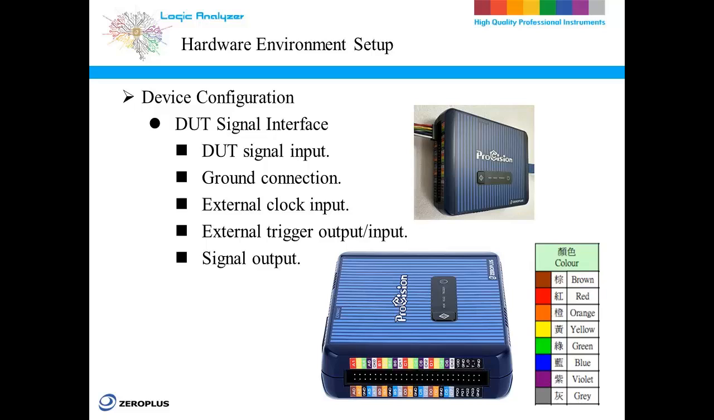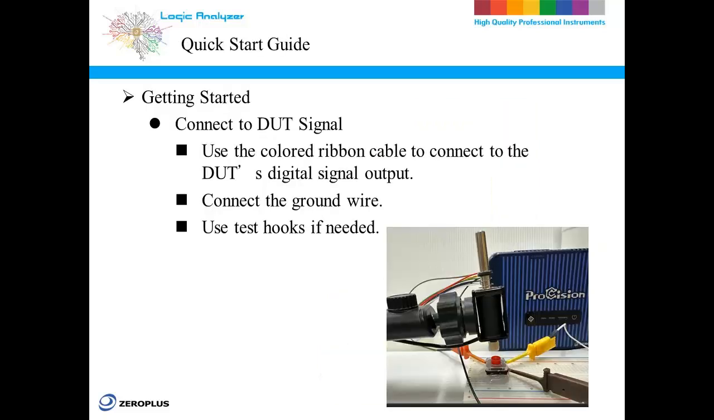Honestly, it's pretty awesome. Just got the instrument and want to get started fast? It's actually really simple. First step, connect the rainbow ribbon cable to the digital signals you want to measure. Those are the output pins from your device under test. Make sure to hook up the ground wire too, so your measurements stay accurate. You can also use the test hooks to clip onto the signal lines. It makes things a lot easier.